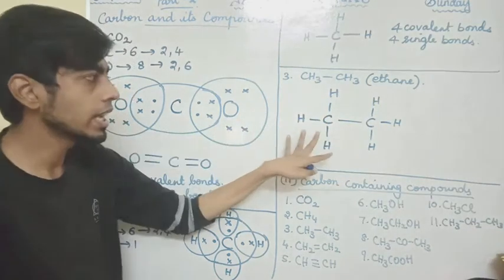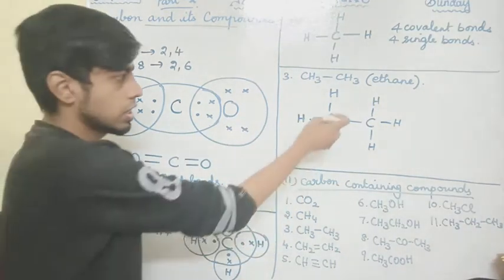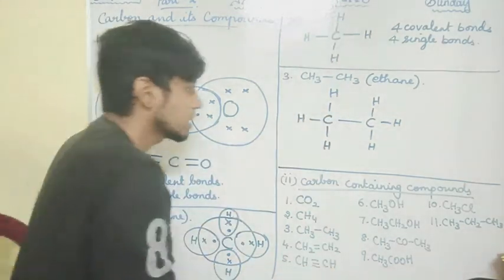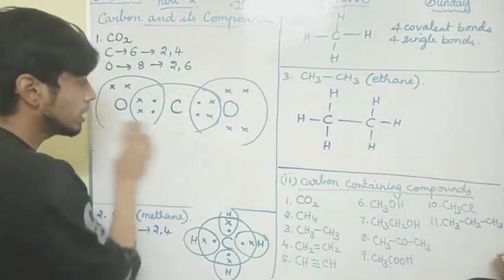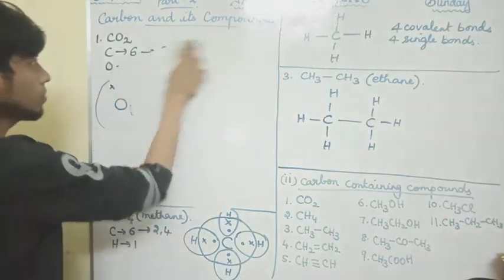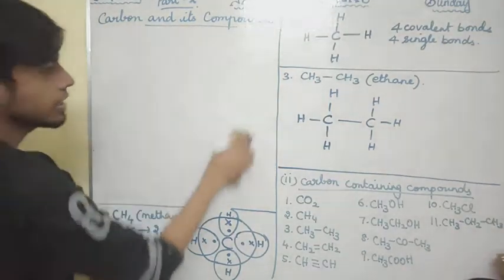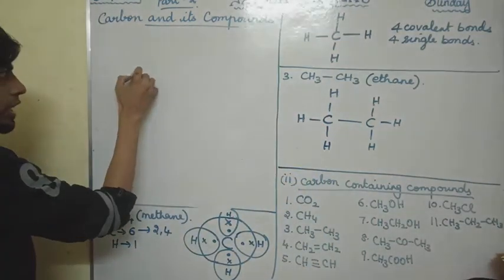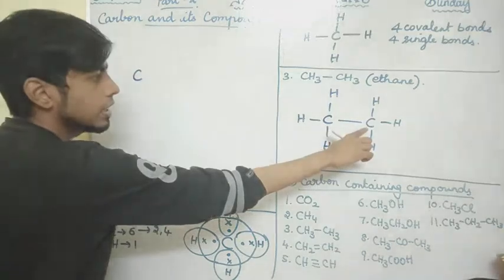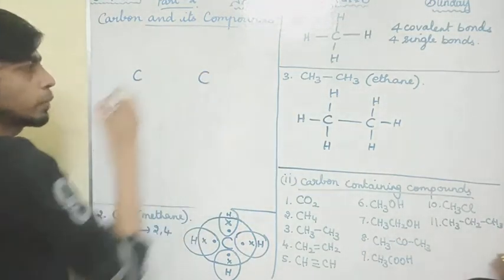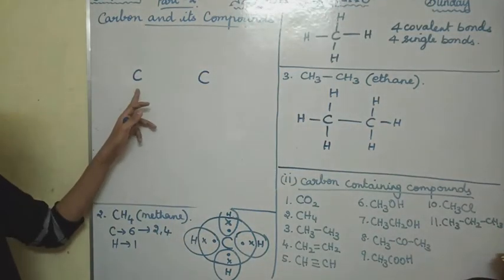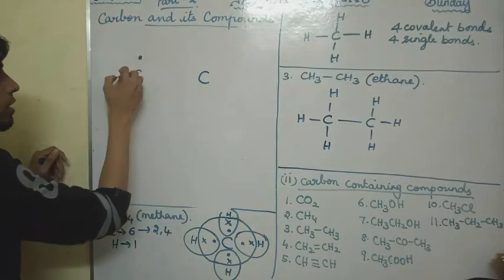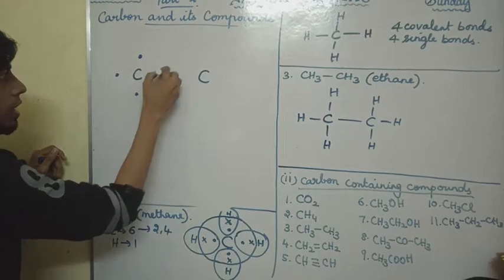Now you will get an idea how to draw the electron dot structure, where to put the hydrogens and where to circle. All those ideas you will get. So now we will draw it. Here there is one carbon. I am putting it here. Here there is another carbon. I am putting it here. So each carbon should have how many dots? 4 dots. So 1, 2, 3, 4.